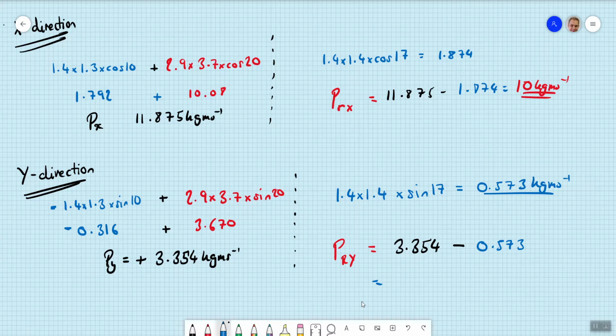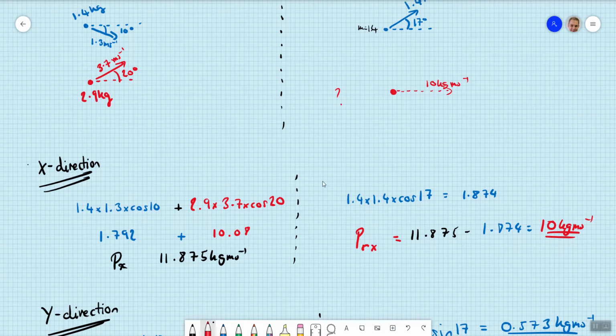So 3.354 minus that, and we've got 2.781. So 2.781 kilogram meters per second. So now we can go back to our little finish thing, 2.781. So we know we're going upwards. And the value of that one is 2.781. So how do we solve this problem?